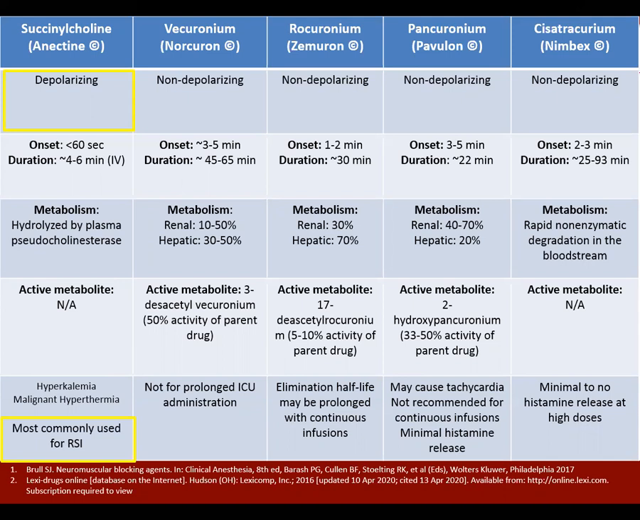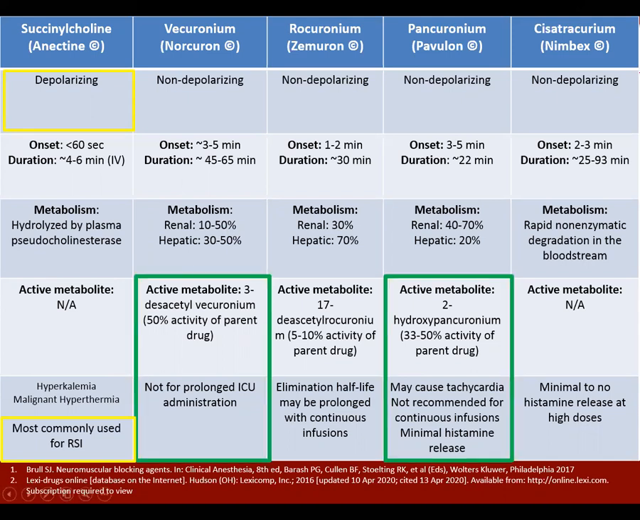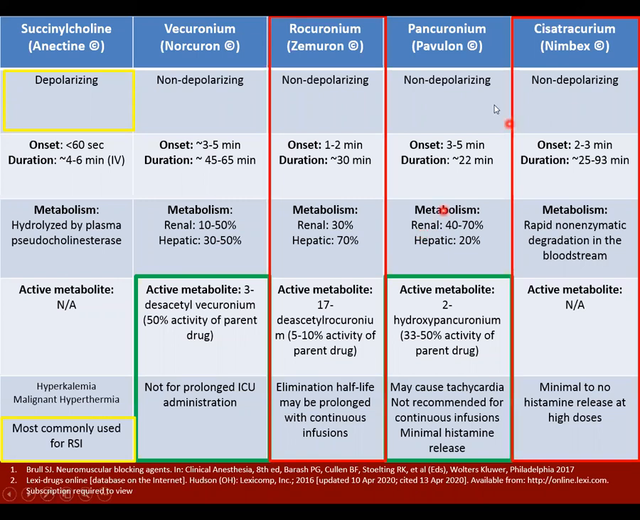Looking at our non-depolarizing agents, both vecuronium and pancuronium have metabolites with significant activity. So prolonged administration can lead to accumulation, especially for patients with renal or hepatic impairment. Because of this, neither of these agents are recommended for continuous infusion. That just leaves us with rocuronium and cisatracurium. Both of these agents have minimal or no active metabolites.